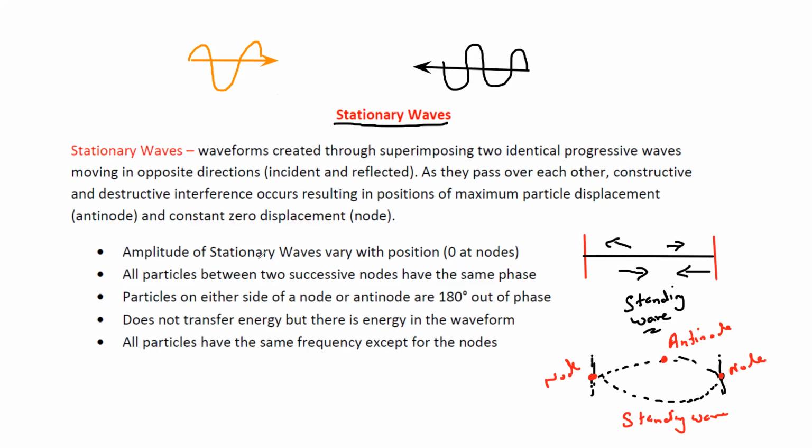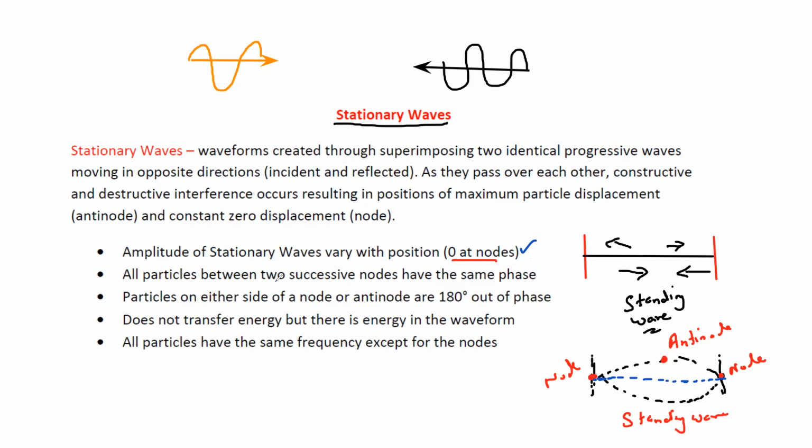The amplitude of a stationary wave or standing wave varies with position. At a node it is 0. What is the meaning of amplitude? Amplitude refers to the displacement from the mean position, and the maximum displacement is called the amplitude. So the distance from the mean position at a node is 0, as you can see.